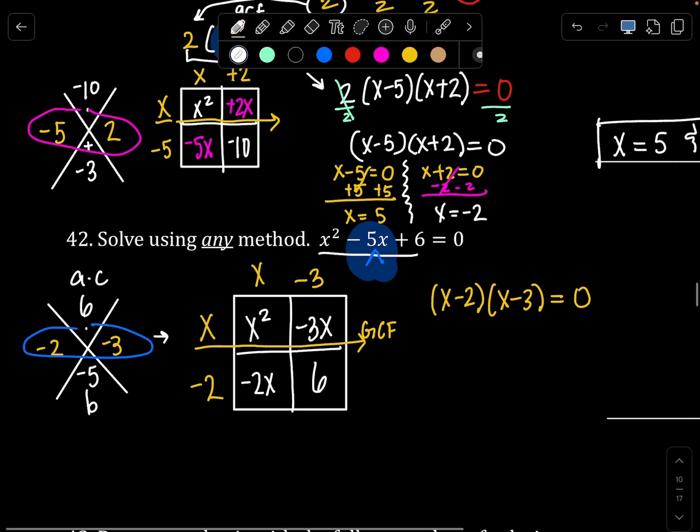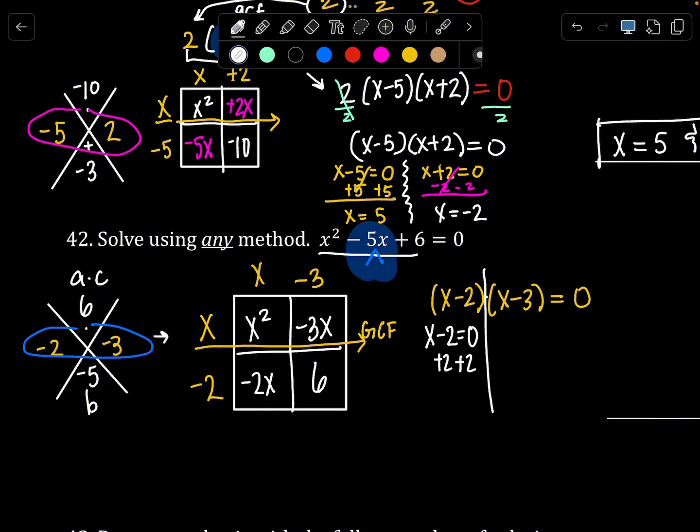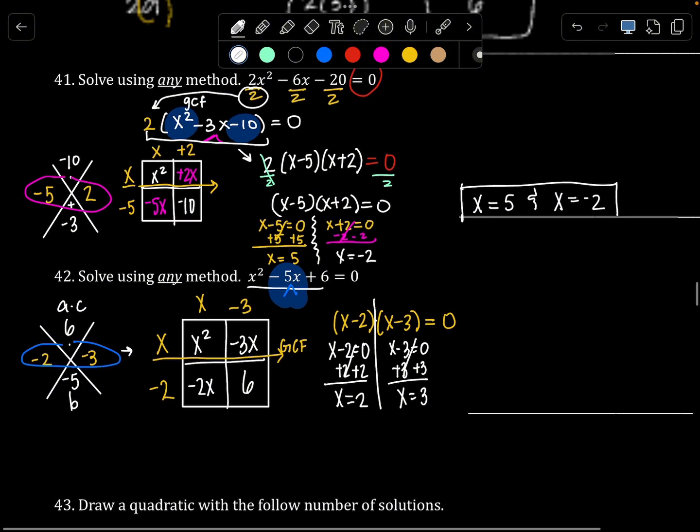Again, it's the zero product property. The first parenthesis group must equal 0, so add 2 to both sides. X equals 2. Next parenthesis group, x minus 3 equals 0. Add 3 to both sides. You get x equals 3. Therefore, your two x-intercepts are x equals 2 and x equals 3.